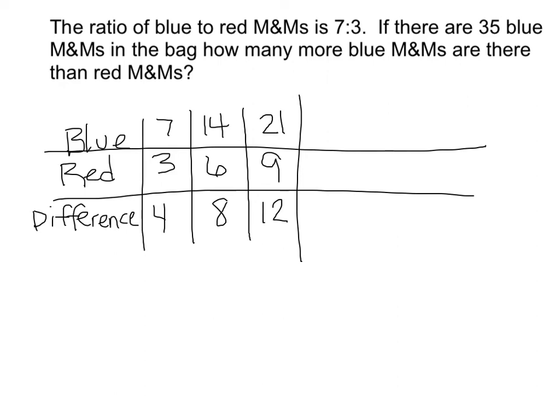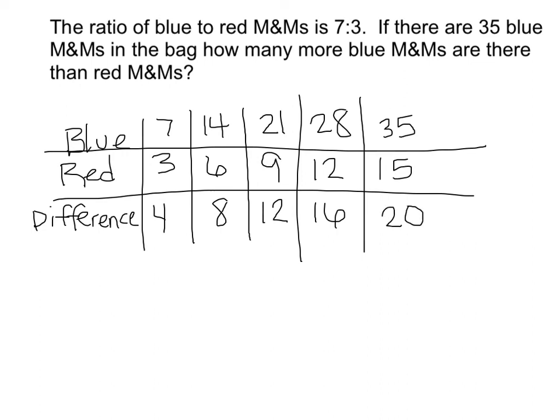We got to keep going till we have 35 blue. So for every 7, let's add another 7 blue. For every 7 blue, we have 3 red. So that would make 12 red. And then when I subtract these, the difference between these would be 16. So that's 16 more blue than red. But we're not there yet. We have to go till we have 35 blue. So let's keep going. Another 7 blue would make 35. And for every 7 blue, there are 3 red. So let's add 3 red. It would be 15. And when I subtract these, I get a difference of 20.